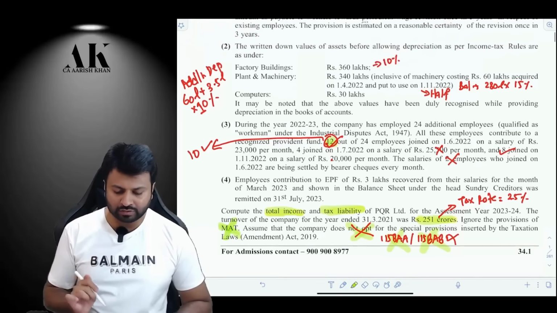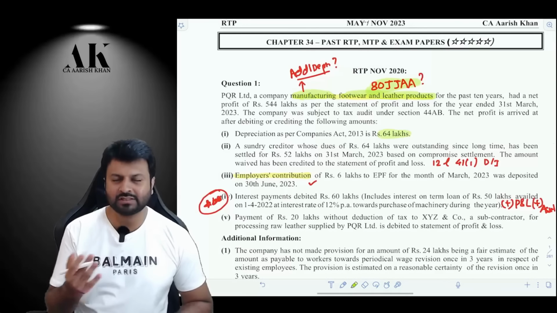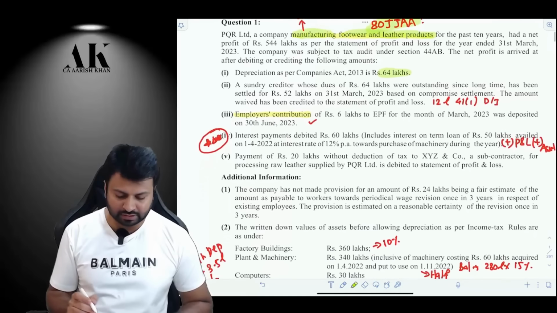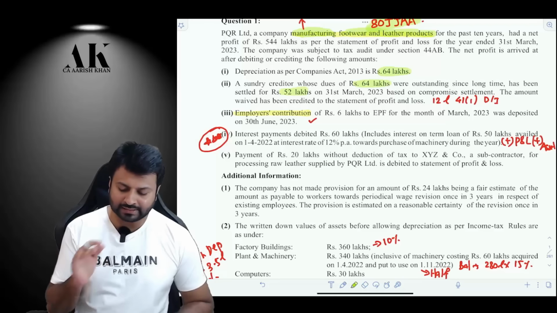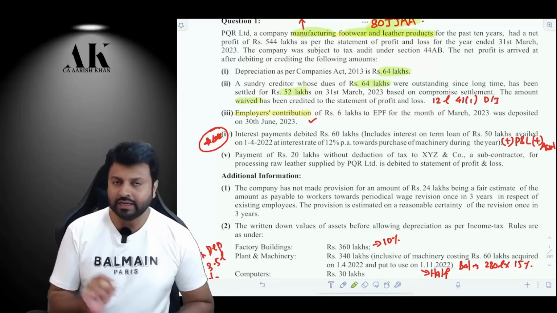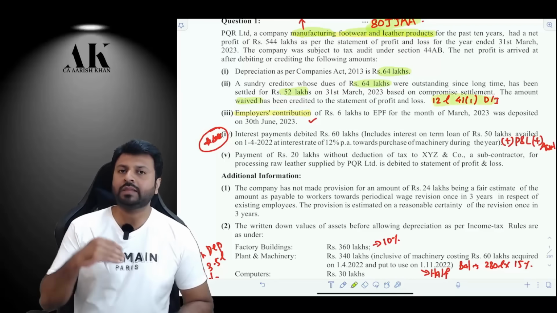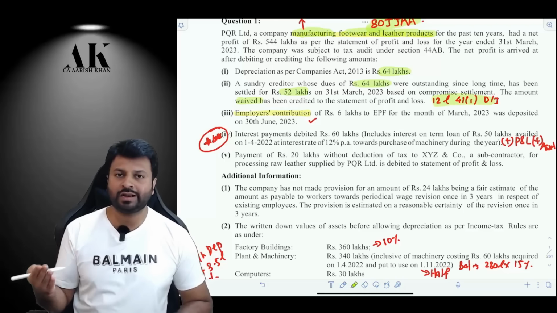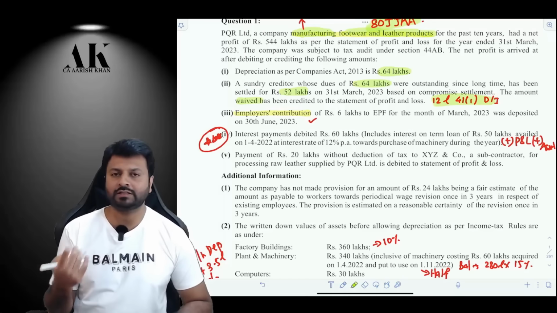Now, coming to the computation of income. The very first adjustment over here is depreciation. The depreciation is very simple. You have to add back the company's Act wala depreciation 64 lakhs. Second adjustment, you have purchased some goods of 64 lakhs, out of which 52 lakhs is settled and 12 lakhs is remitted and waived off by the other person. If it is remitted by the other person, it is nothing but deemed income under section 41(1). So that 12 lakhs is your income, deemed income under section 41(1).